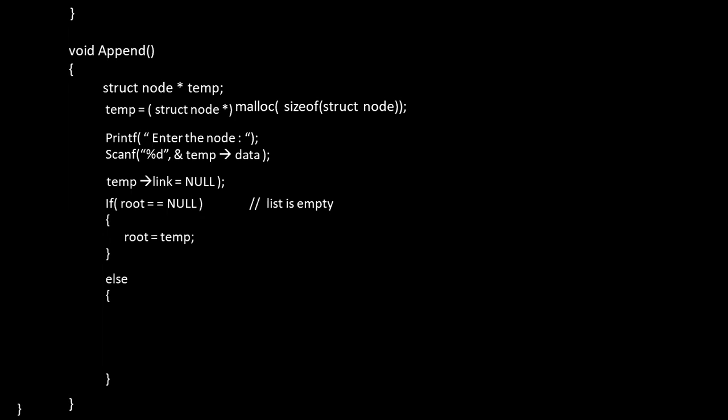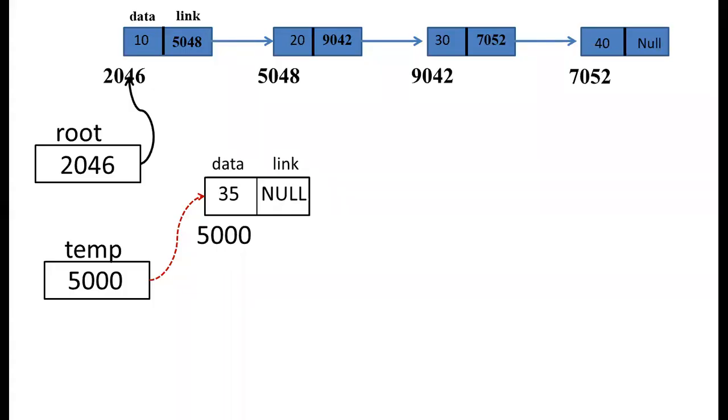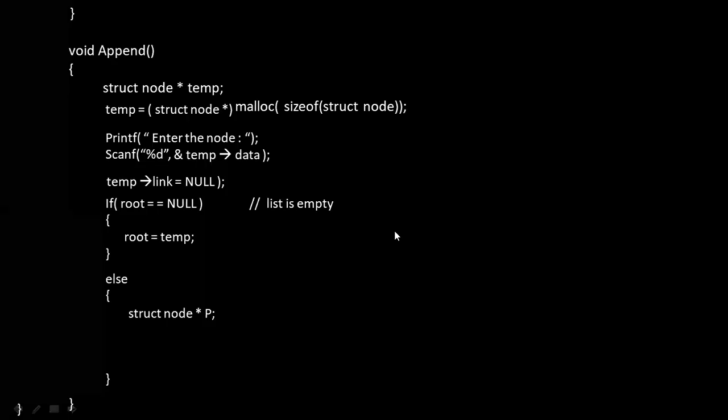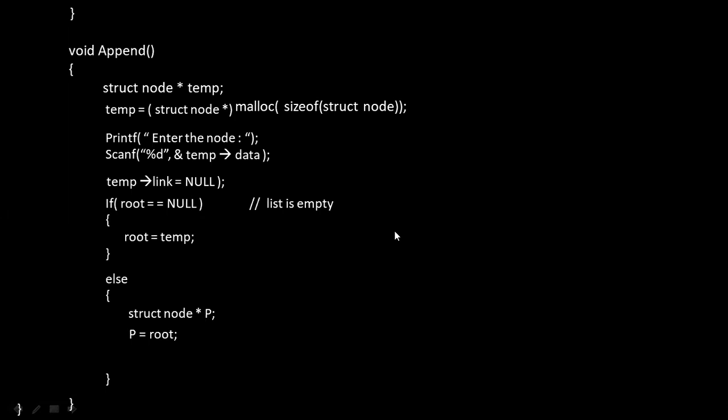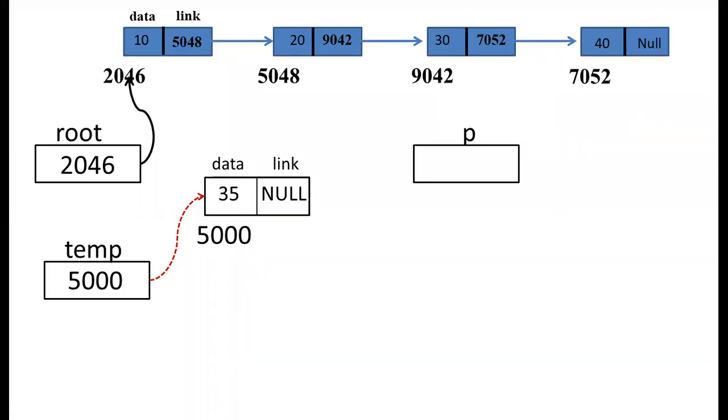In the else block we cannot directly add. So here we have to declare one more variable, which is of struct node pointer type. We are creating one more temporary variable p of struct node pointer type. So p will get some memory allocated, and we need to bring the p control to the last node. But we cannot come directly to the last node, so we have to come from the beginning. So p is equal to root. The root value is 2046, so the 2046 value is stored into p.